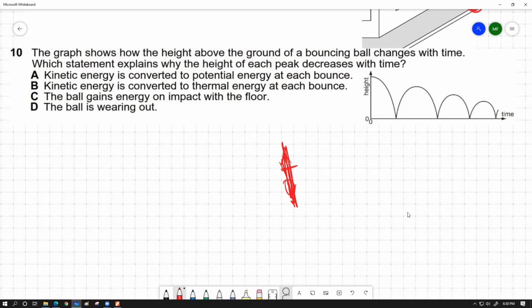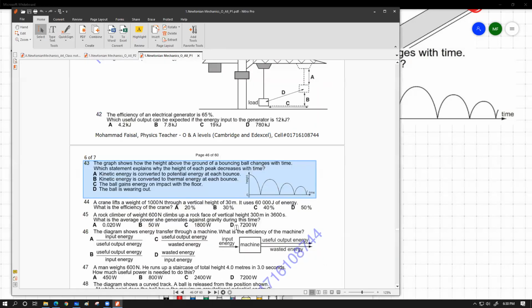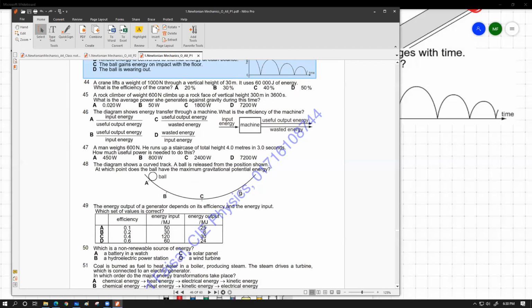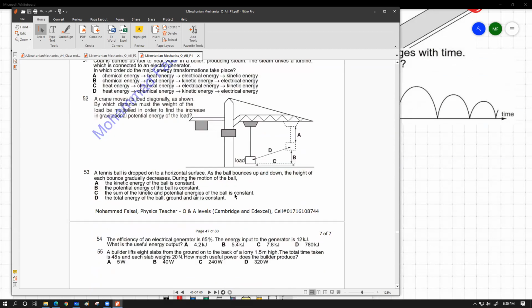Understood? Hope so. Anything else from page number 46 or 47?